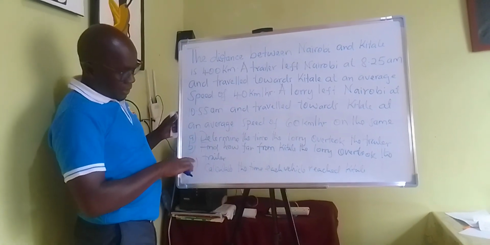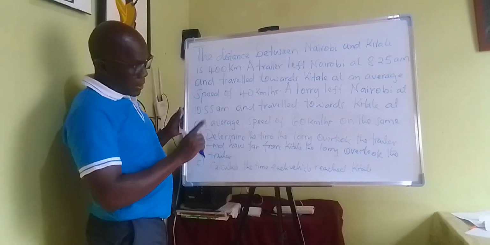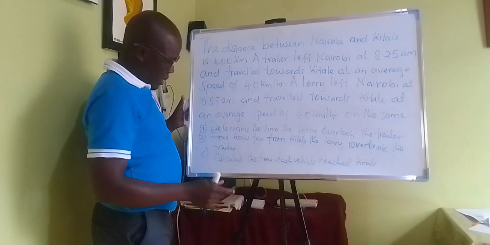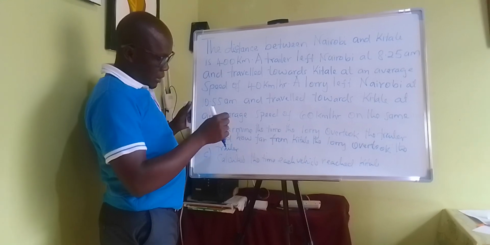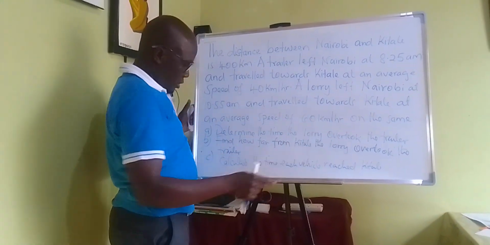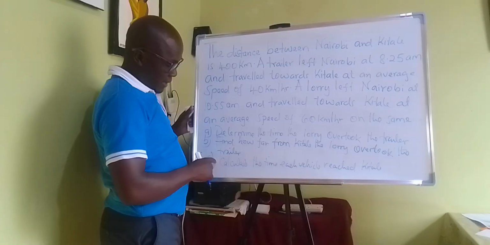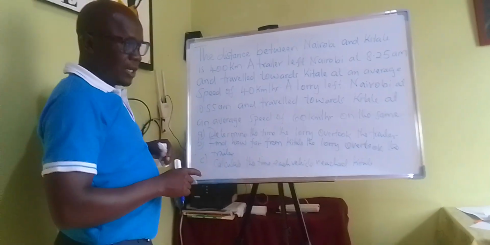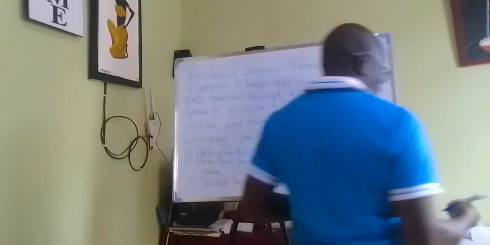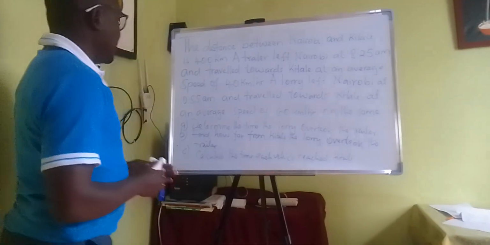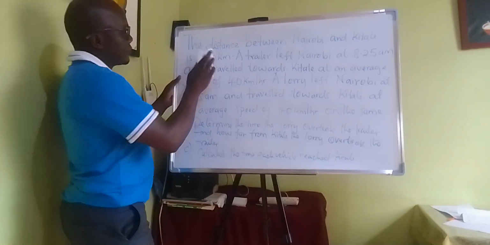Now we have three questions. One, determine the time the lorry overtook the trailer. Two, find how far from Kitale the lorry overtook the trailer. Then lastly, calculate the time each vehicle reached Kitale. So let's start with the first one.